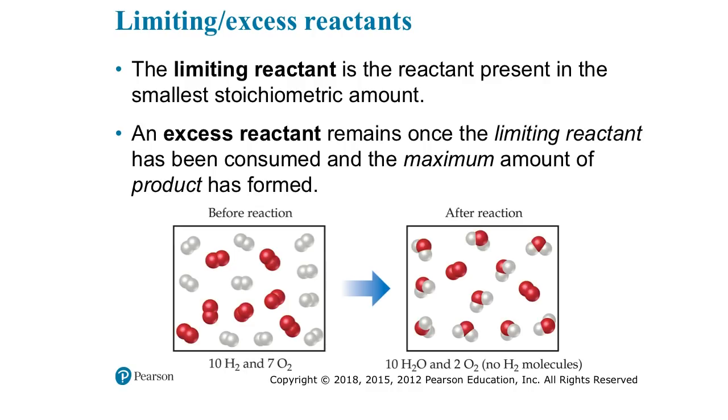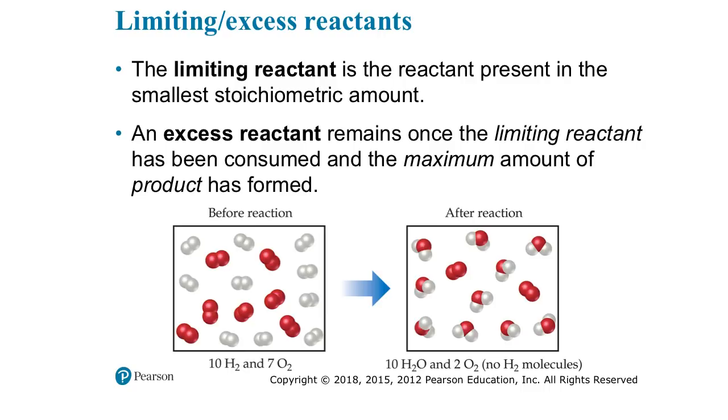I mentioned earlier that you can mix together whichever ratio of reactants that you want to mix together in a reaction. And so it could be the case that we have what's called a limiting versus an excess reactant. The limiting reactant is the reactant present in the smallest stoichiometric amount. It's going to limit the amount of product that can form. The excess reactant is the one that will remain once the limiting reactant has been completely consumed, and then the maximum amount of product at that point will have formed.